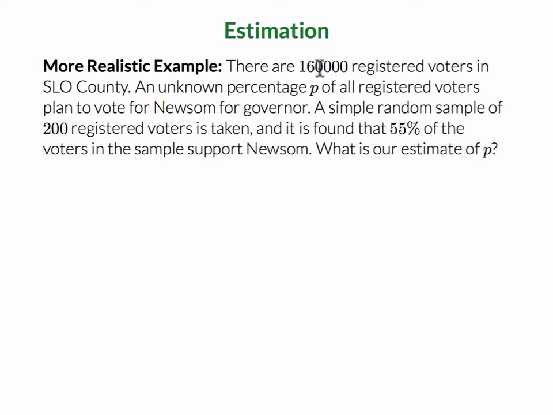So here's a more realistic example. There are 160,000 registered voters in the county, and an unknown percentage of these registered voters plan to vote for Newsom. Let's call that unknown percentage P. We take a simple random sample of 200 voters, and we find that 55% of the voters in our sample support Newsom. Based on this information, what is our estimate? What is our best guess for P?